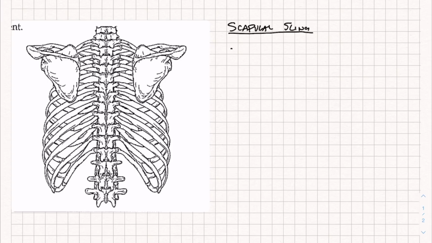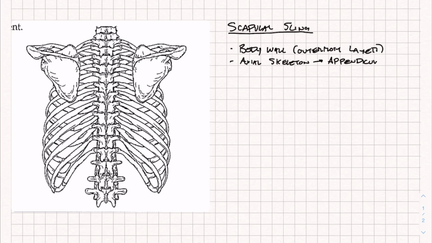So these muscles all come from the body wall, and they're the outermost layer. They connect the axial skeleton to the appendicular. Okay, so just a couple things about that.